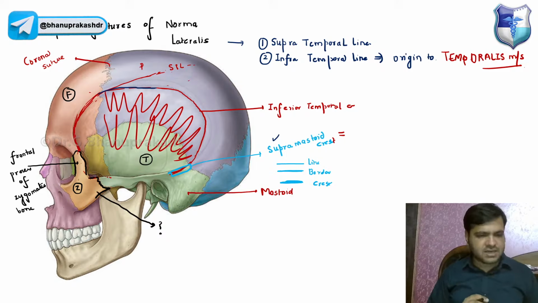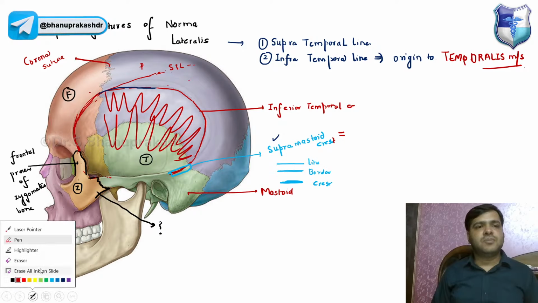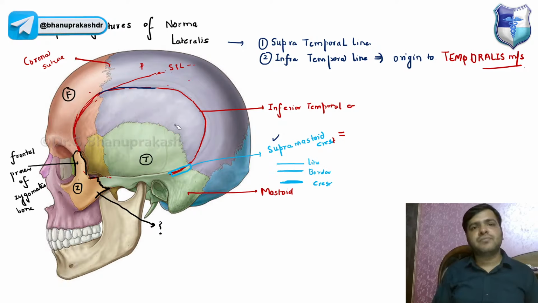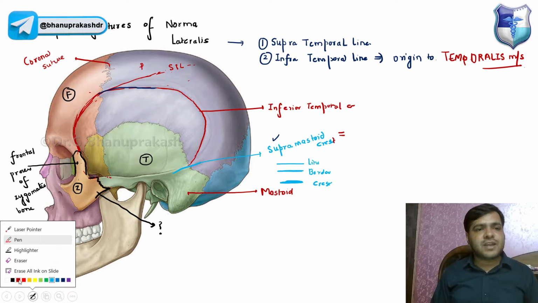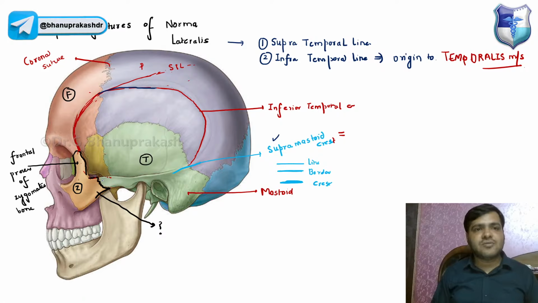Right, everyone is saying it correctly. So that is something you have to remember over here. So this is the supramastoid crest if you just want to label it. Now let us discuss one very important part over here.